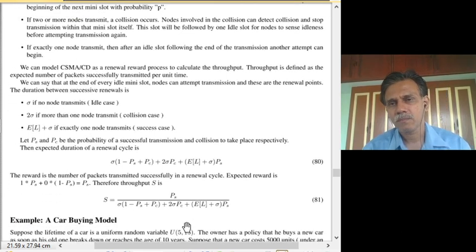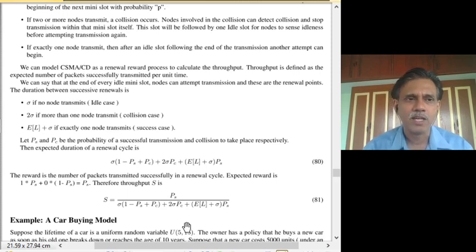Now, reward. What is the reward? We already defined throughput as the expected number of packets transmitted per unit time. After all, it is the packet transmission that we are interested in. We want to transmit as many packets as possible successfully. That is the reward. So, in one renewal cycle, what is the expected number of packets that will be transmitted?